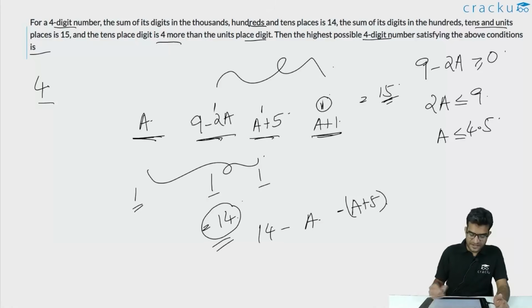So the thousands place will be 4, the hundreds place will be 9 minus 2 times 4, which is 1. The tens place will be a plus 5, that is 4 plus 5, which is 9. And the units place will be a plus 1, that is 4 plus 1, which is equal to 5. So the maximum possible such number is 4195.